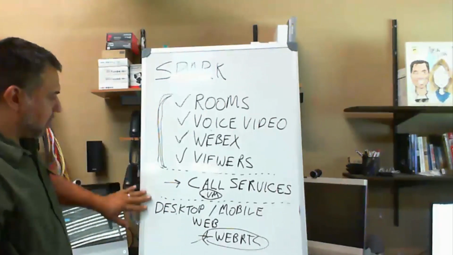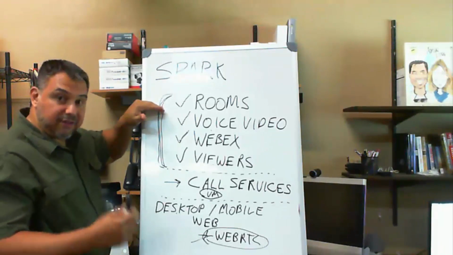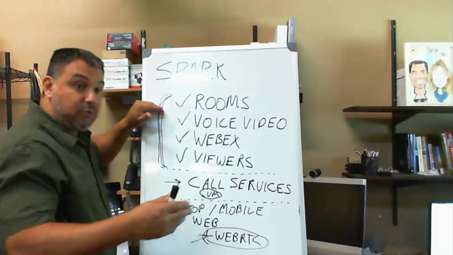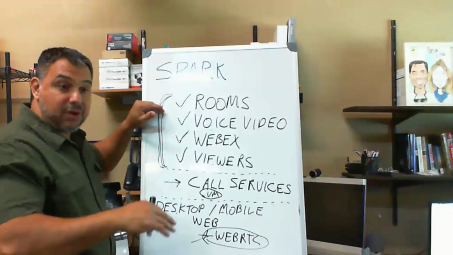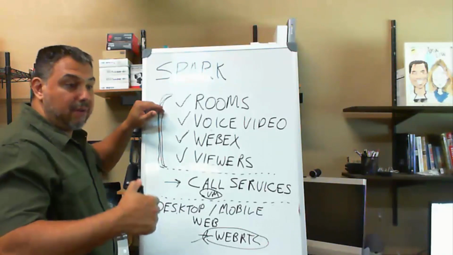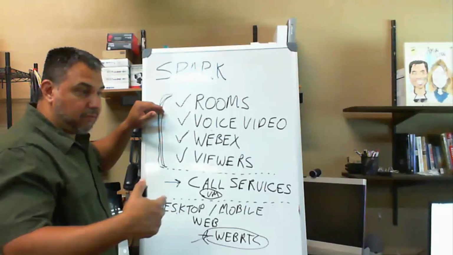So, in a nutshell, that's Spark. Rooms, where we can have persistent chat. We can be invited to rooms. We can invite other people to our rooms. We can invite our project members into our rooms and have content sharing and chats and discuss things and voice and video.